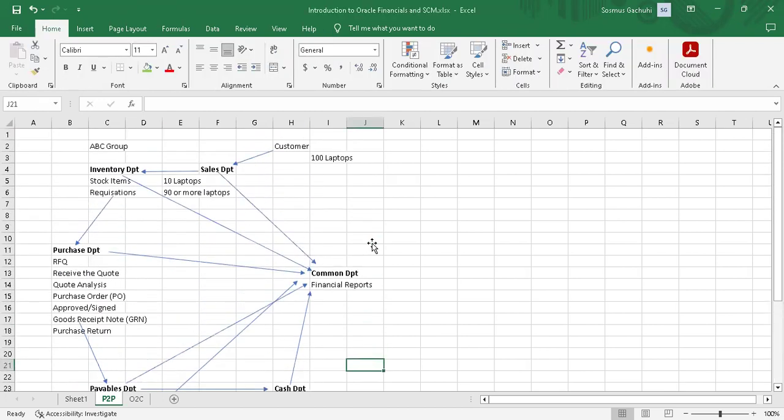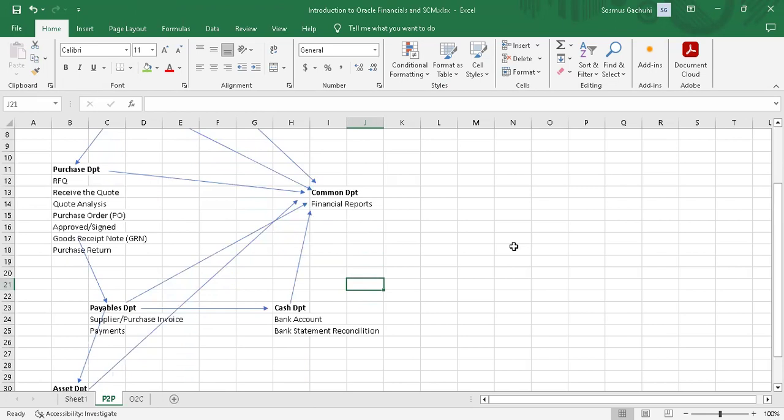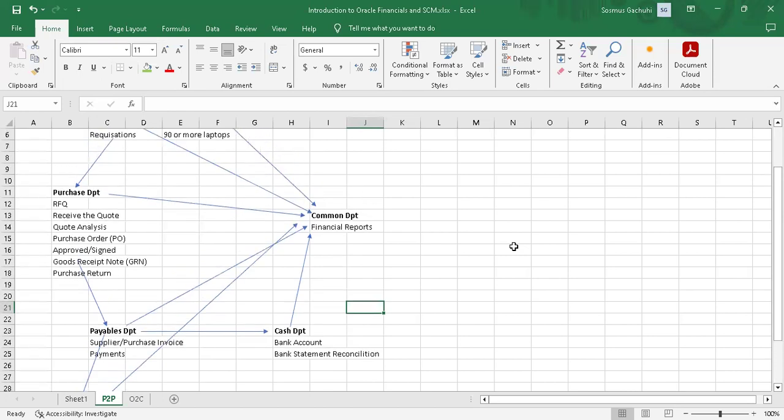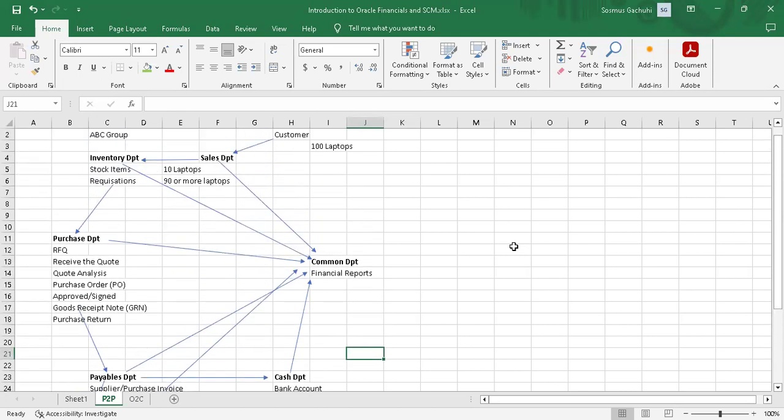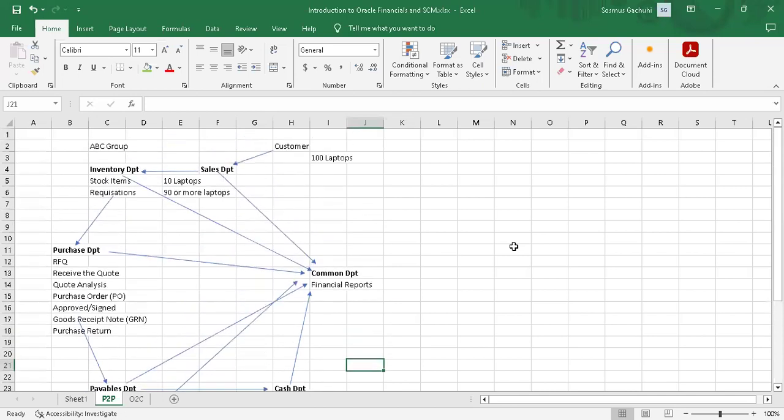So basically, that is one of the best practices on how procuring of an item should be done. Is there any question? Everything is clear?